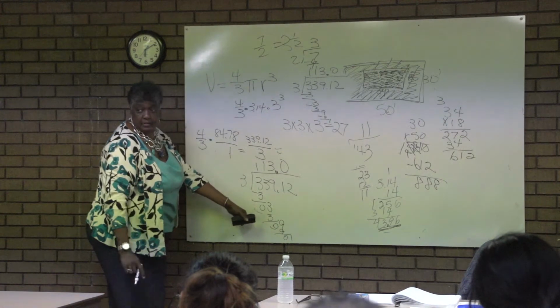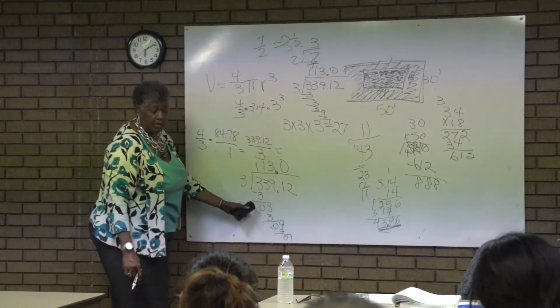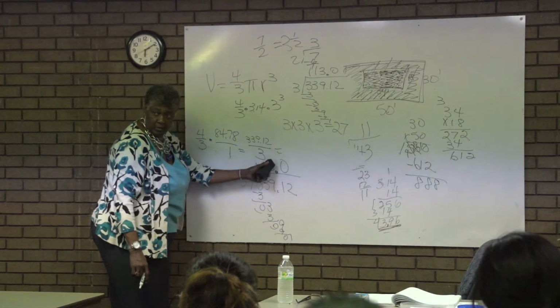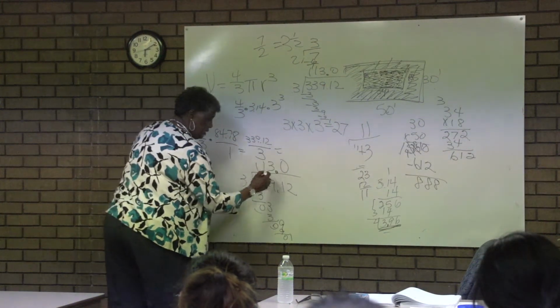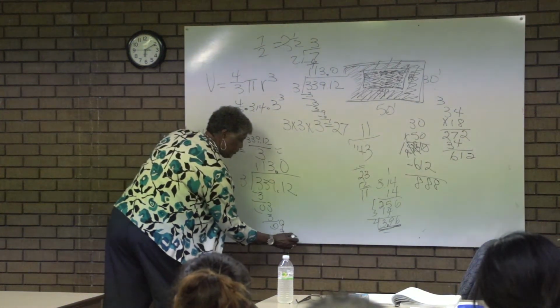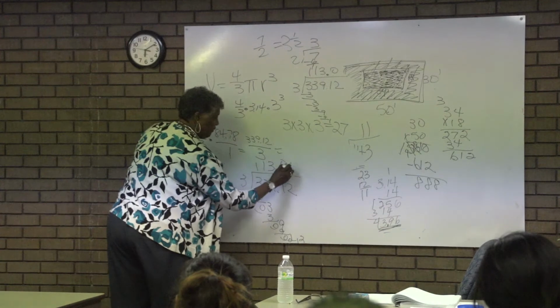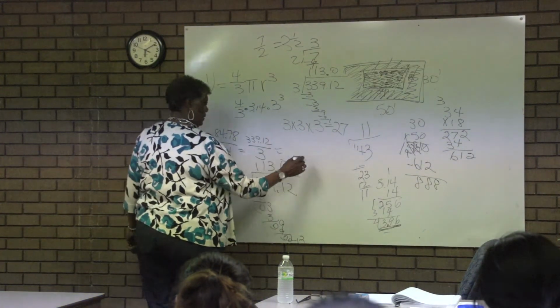You have to divide into it when you bring 1 down. You bring that 1, you gotta say 3 goes into 1 0 times. You need that placeholder. 0 times 3, subtract, bring down 4.